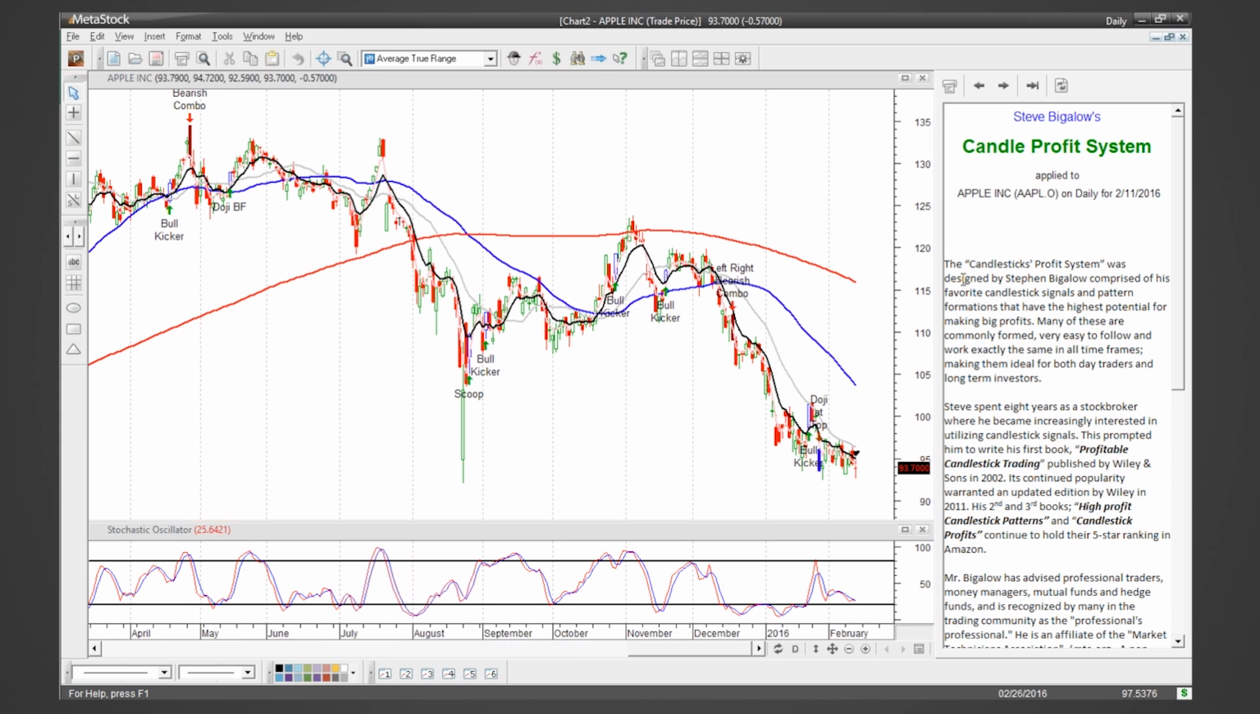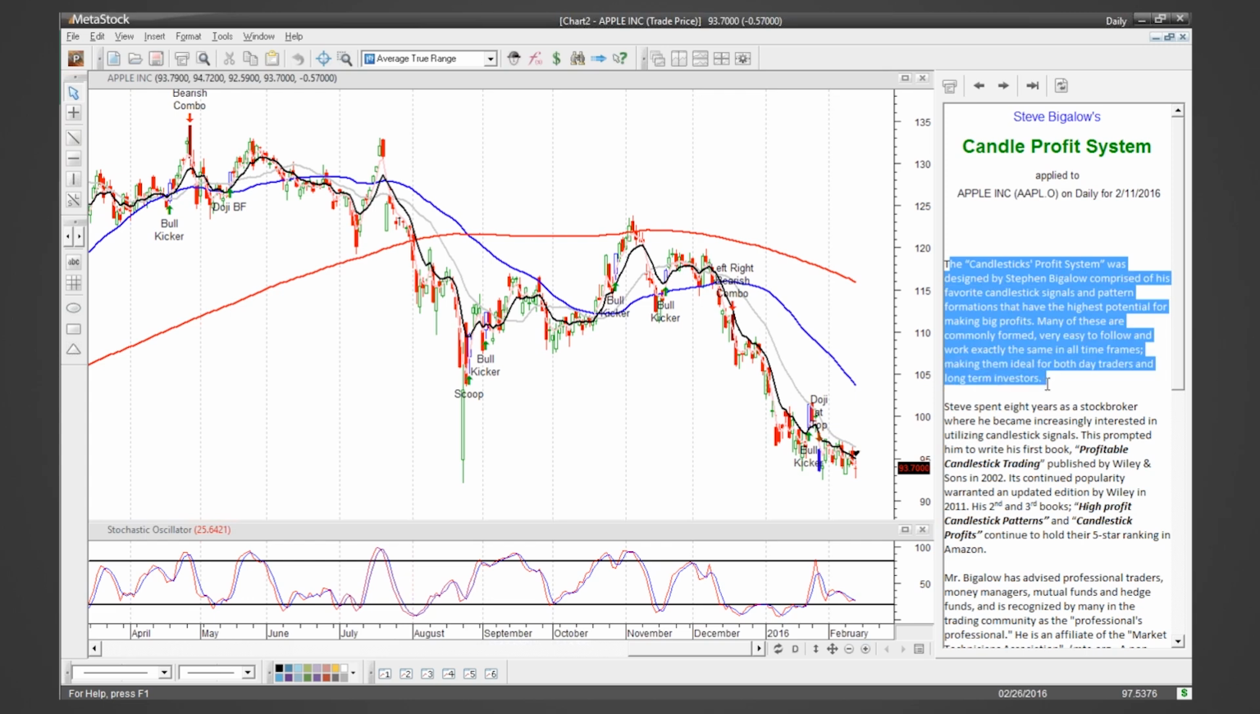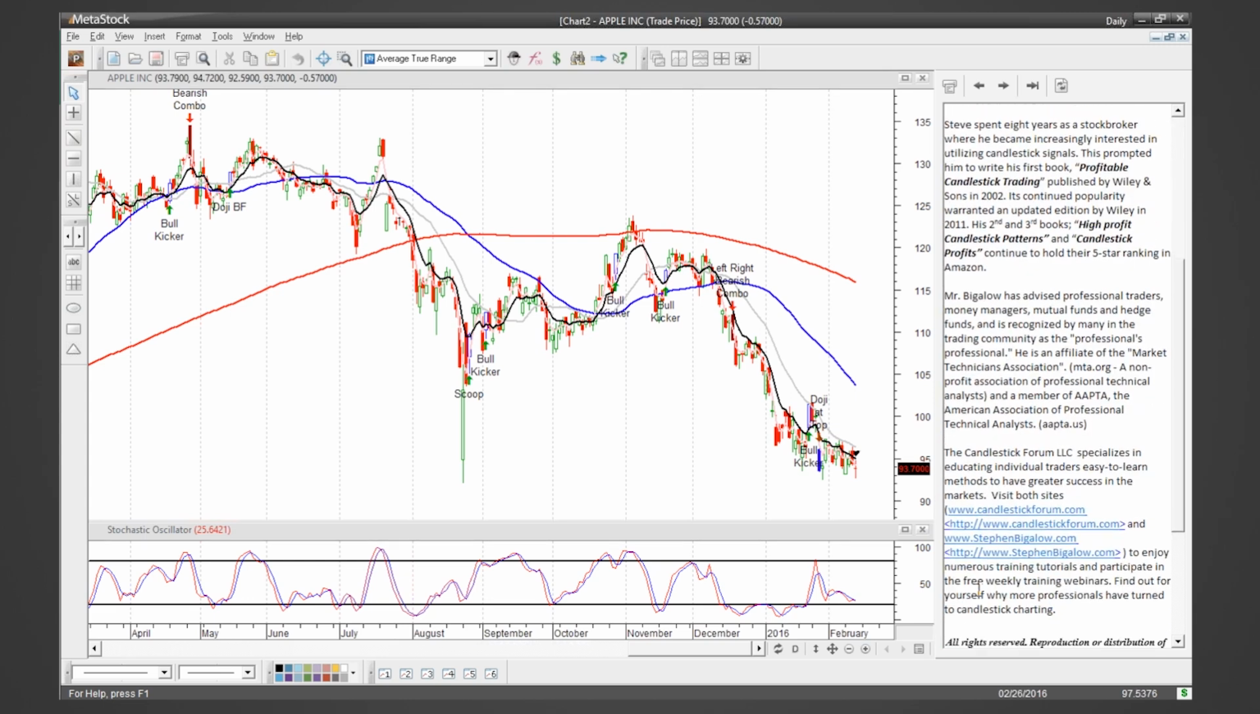It's going to tell you that there's a Steve Bigalow. This is his system. Going to give you some background on him and some links on him, but it's not really going to give you any advice on what you should do with the pattern, because nothing happened today.